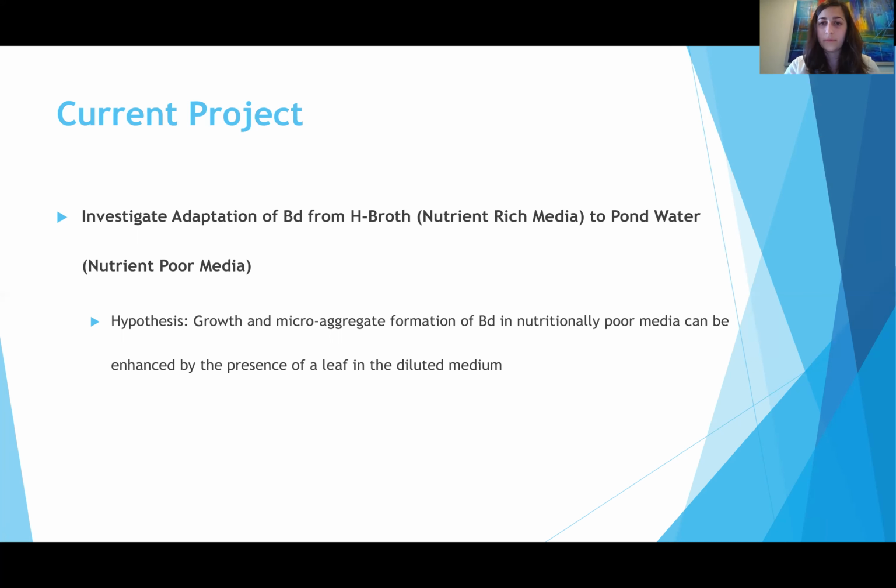This is because it would allow for the BD to adhere to something and just start the formation of our extracellular matrix sooner. So the dilution begins by taking a pure culture of BD, which is grown in our H broth, and slowly, week after week, diluting it down with pond water. So that way the BD is not shocked initially and it's able to slowly adjust over time to the nutrient difference between the two.